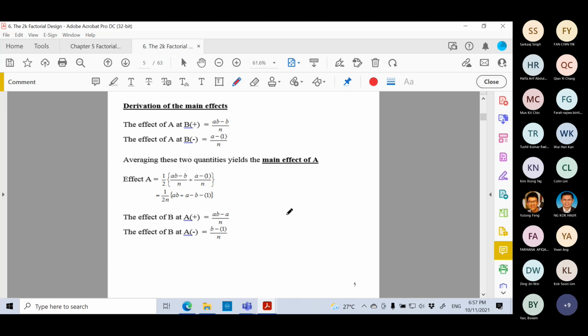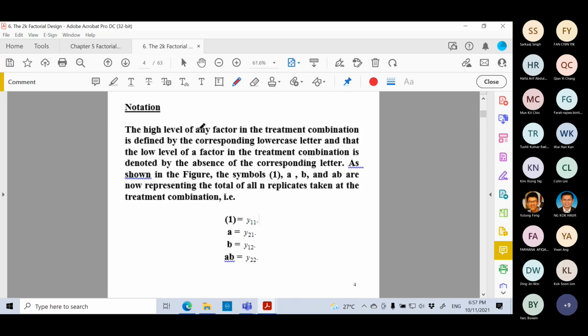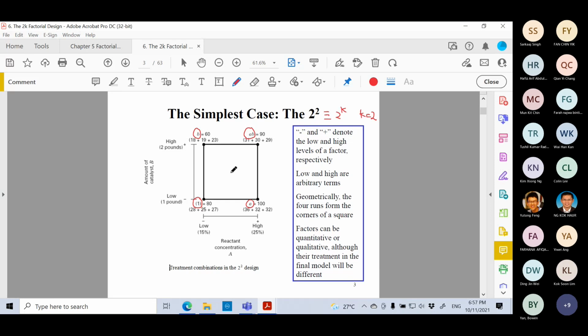Okay, so now we try to link it with the total here. So remember that AB stands for the total under the treatment combination AB. Okay, so now based on here, if we want to study the effect of A at B positive, this is how we want to do it. Let me see, the diagram is not here. Okay, maybe I will show you here. I will show you the diagram here. This is the diagram here.